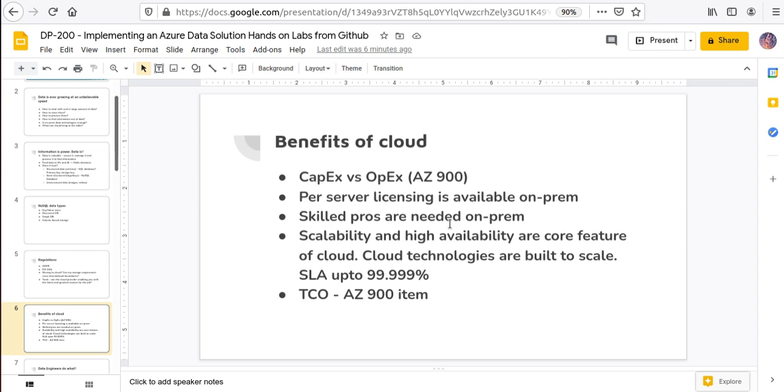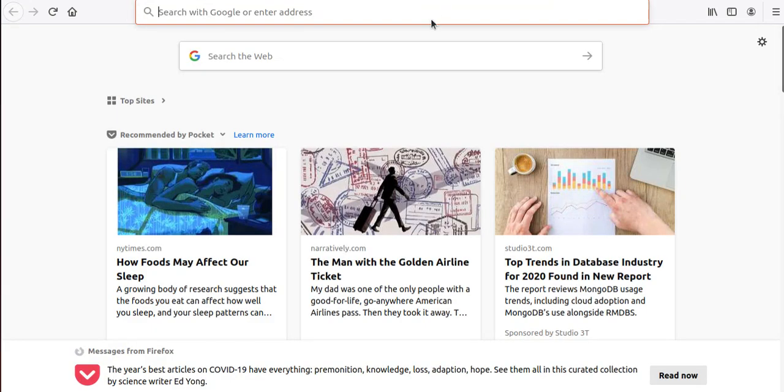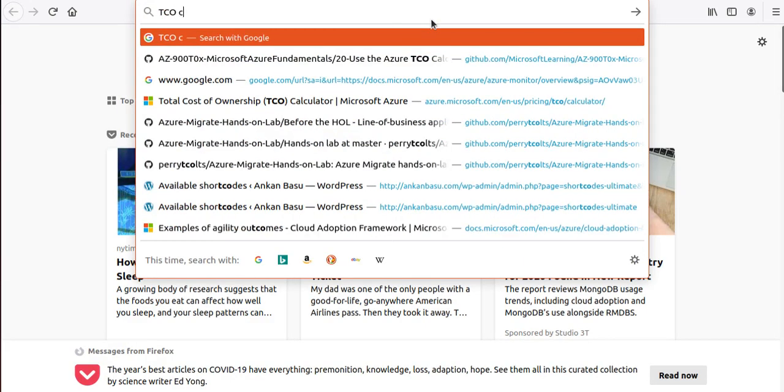And TCO is the total cost of ownership. This is again an easy DP-900 item you should understand and know. If you just go and search for TCO, you should end up on a page with the TCO calculator.